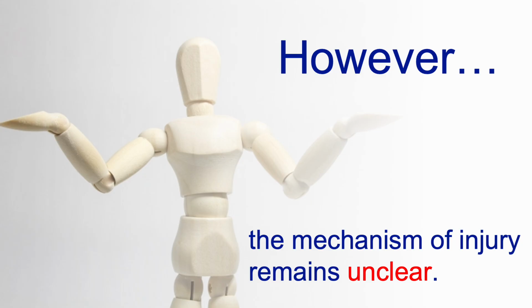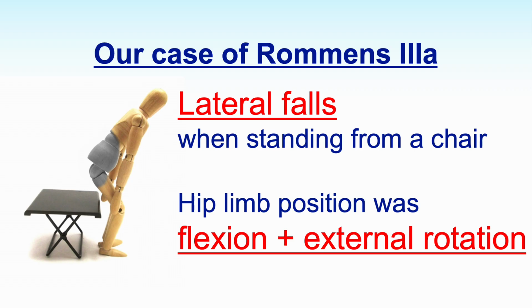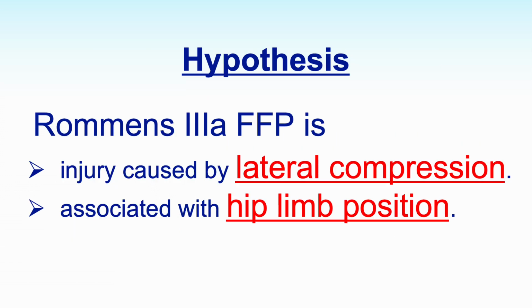However, the exact mechanism of FFP remains unclear. Clarifying the injury mechanism of Rommens 3A can be useful in the development of prevention, new operation procedures, and understanding the risk factors. One of our Rommens 3A cases fell laterally, with flexion and external rotation position, when rising from a chair. We hypothesize that Rommens 3A is caused by lateral compression and that hip limb position is involved.